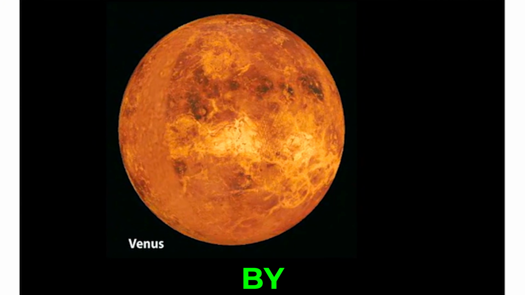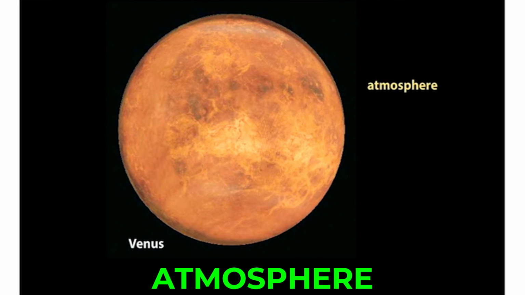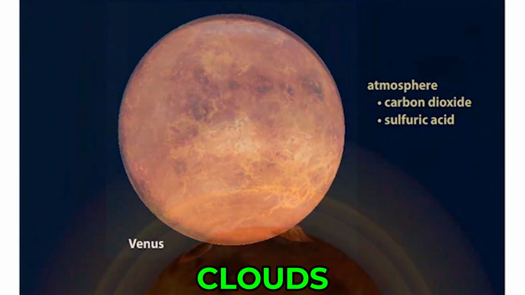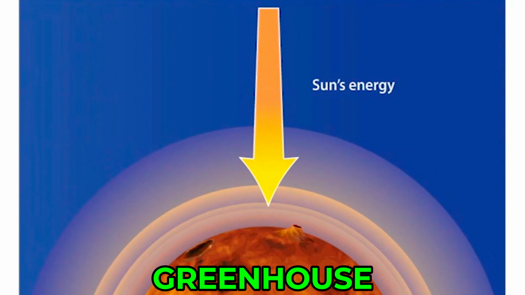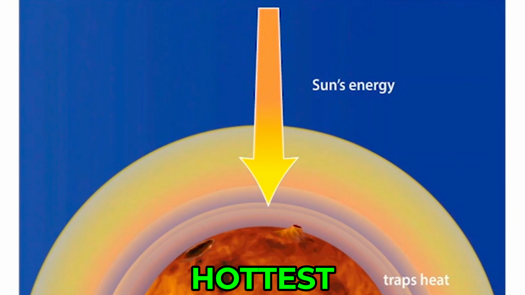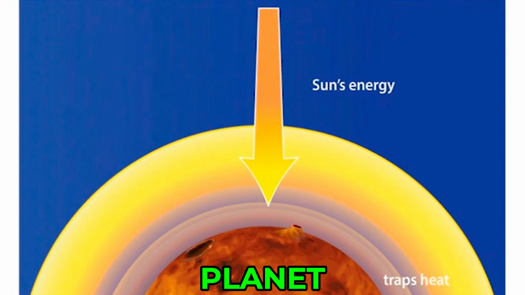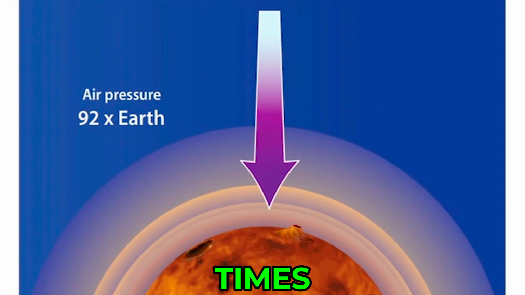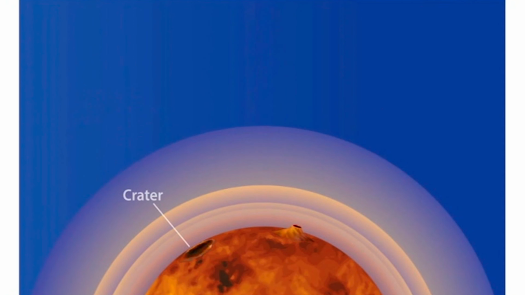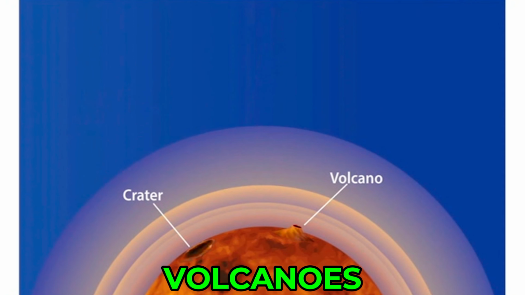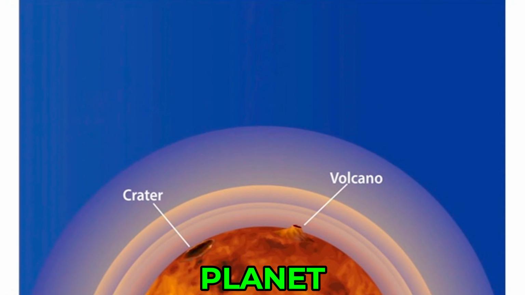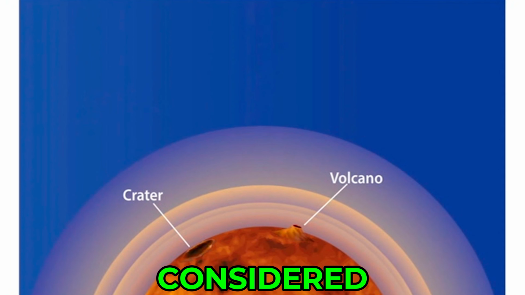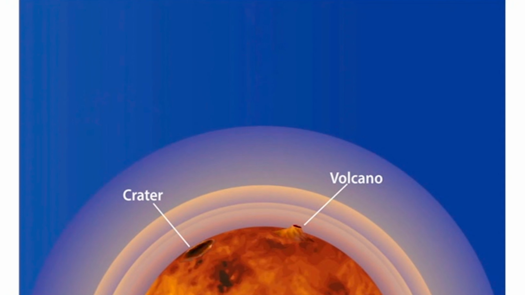Venus is surrounded by a very dense atmosphere composed of carbon dioxide and sulfuric acid clouds. Due to the greenhouse effect, Venus has the hottest surface temperature of any planet. The air pressure on Venus is 92 times that on Earth. Craters and active volcanoes cover the surface of the planet. From a geologic perspective, Venus is considered a young planet.